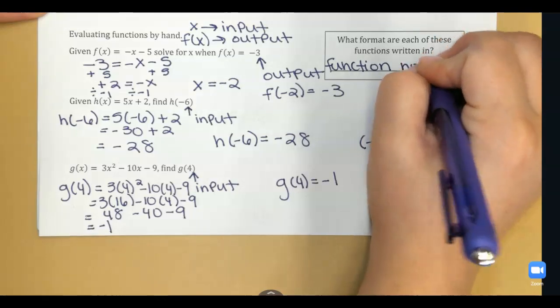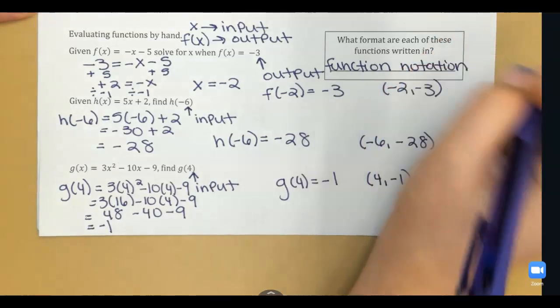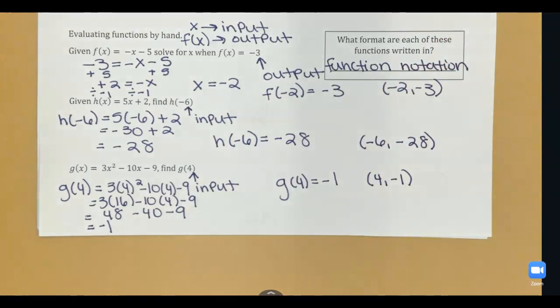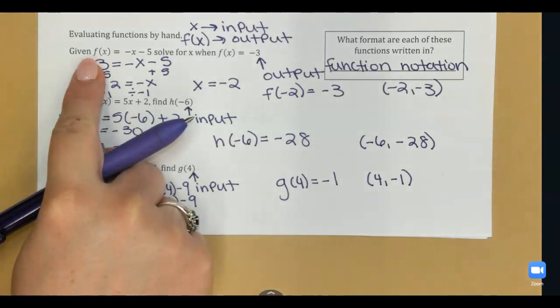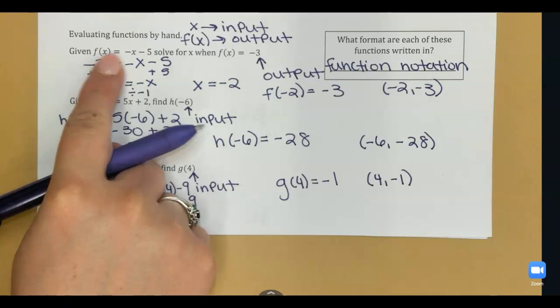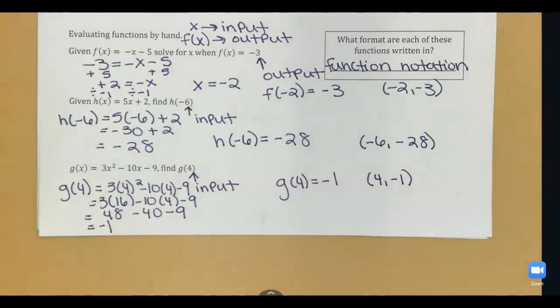Now, all of these functions are written in something called function notation. This is where instead of saying y equals, we say f of x, g of x. That letter in front can be anything, but we're saying when I evaluate it at this x value, what am I getting? That is function notation. And we're just distinguishing that between simply saying y equals. Okay, moving right along.